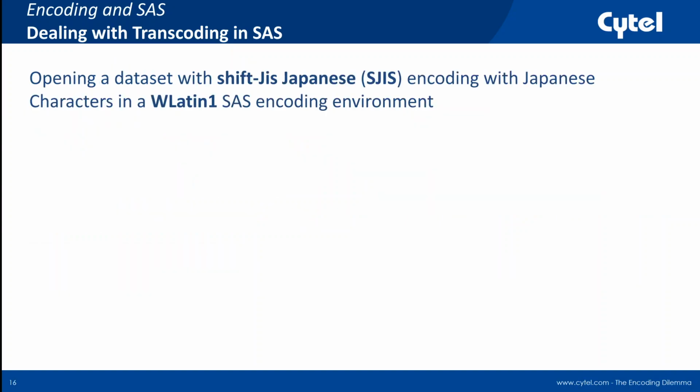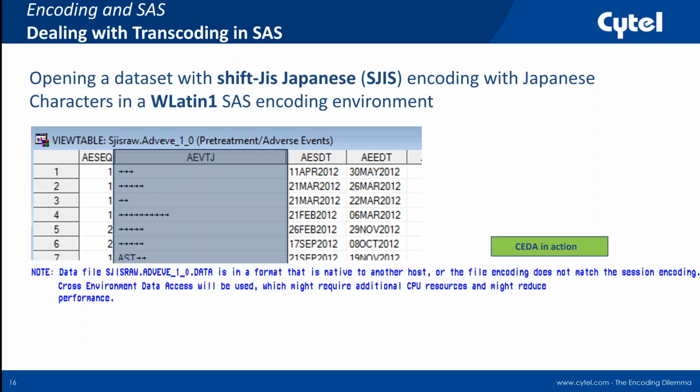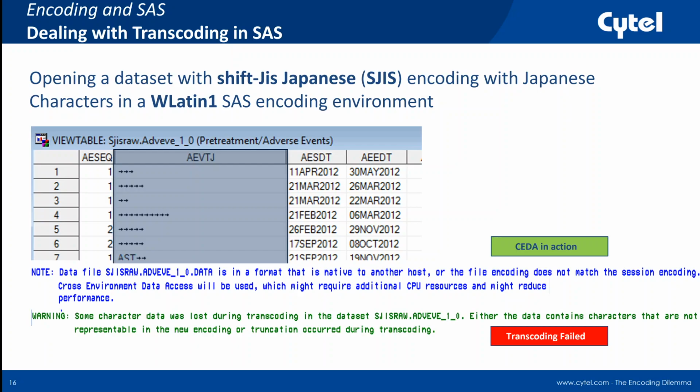I mentioned earlier that when a dataset is generated using a different encoding, SAS tries to make the transformation for you. However, there are situations where some characters cannot be represented in your SAS session encoding, and as such, the character might be lost. For example, despite our transcoding seeming successful when we previously queried the Japanese dataset, if you try now to open the same dataset, we will see that for one variable in particular, some characters were not correctly translated. And despite the cross-environment data access trying to transcode some characters in the Japanese adverse events, the texts were lost.